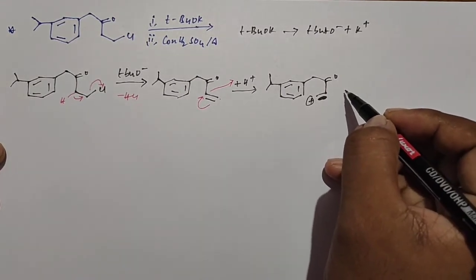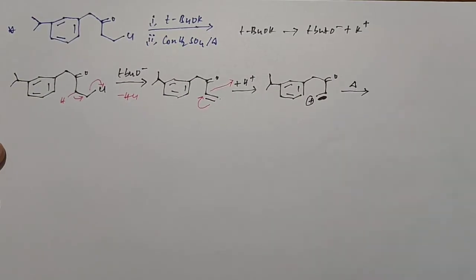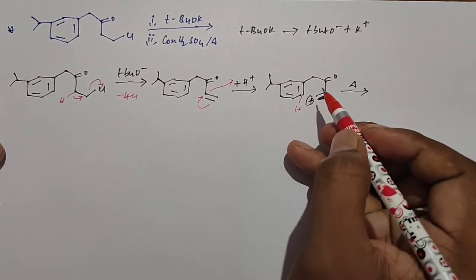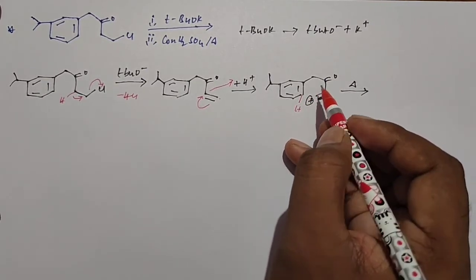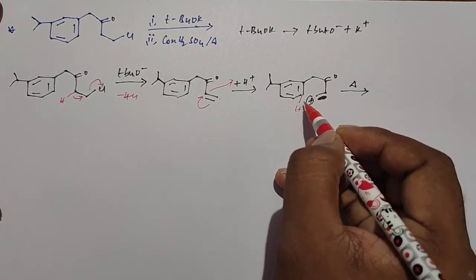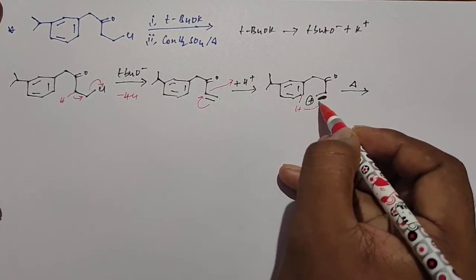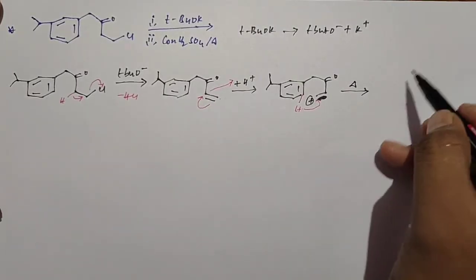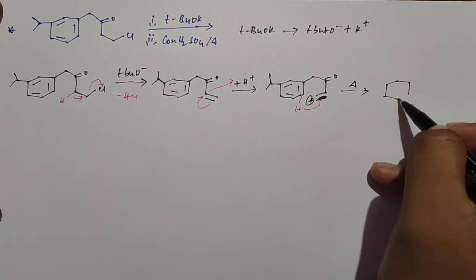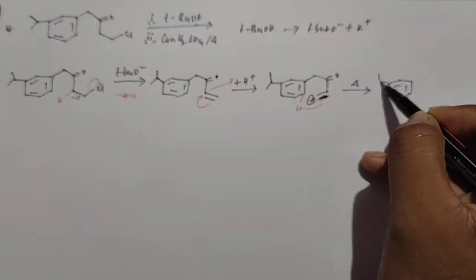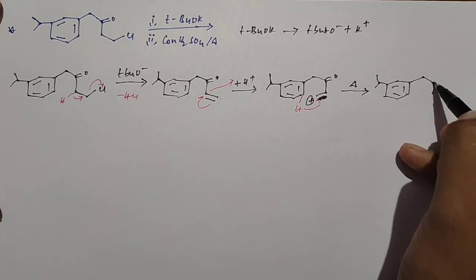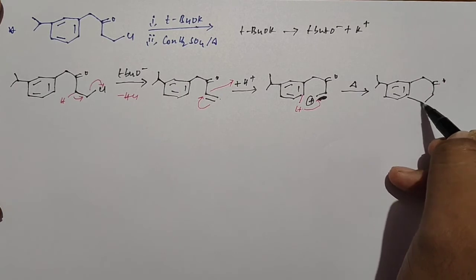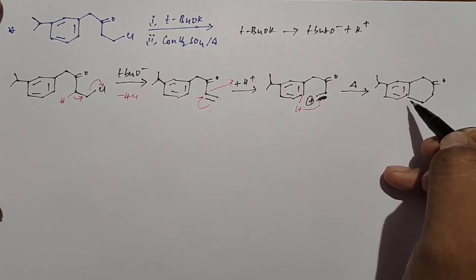After strong heating, when I observe that at this carbon we have one hydrogen atom, this hydrogen atom can shift towards this carbon. So then we get a linkage with the benzene ring. So this is the product we get here.